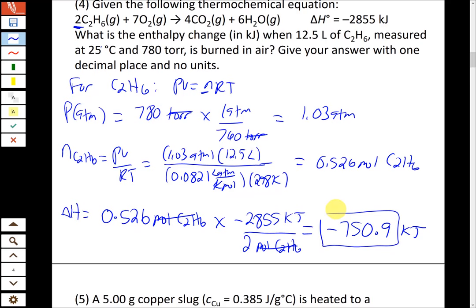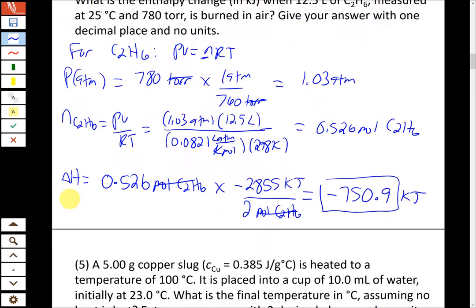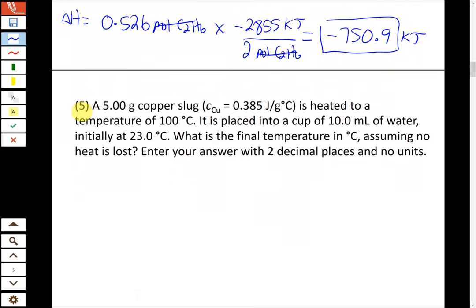Okay, so this is a thermochemical equation problem where you're treating it a lot like stoichiometry. Find moles of substance and then relate moles of substance, whether it's a reactant or a product, to delta H using the delta H that's given to you and the coefficients that are in front of whatever substance you're dealing with. Okay, so any questions on that?